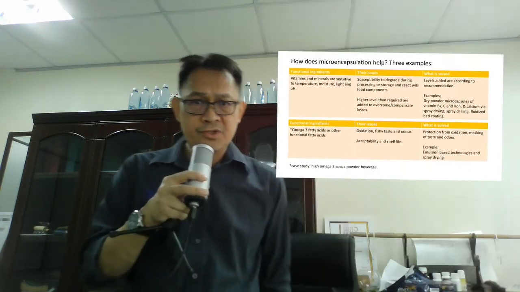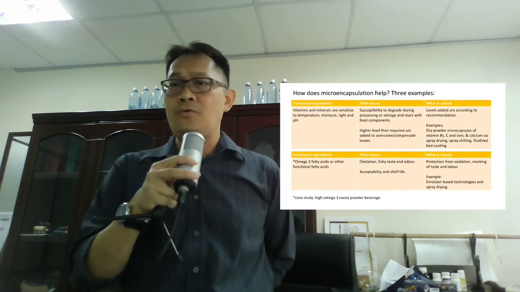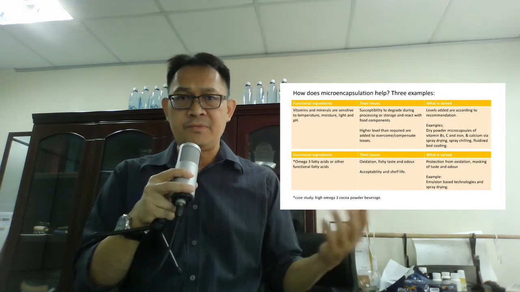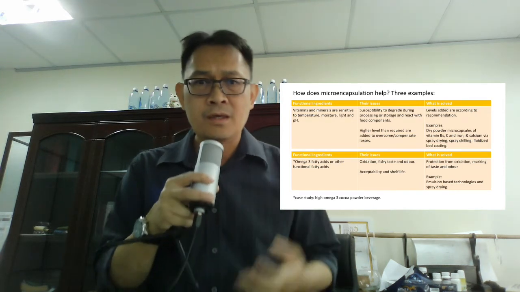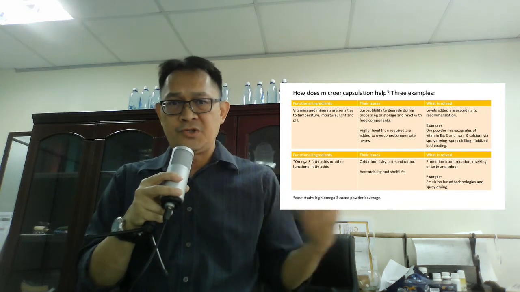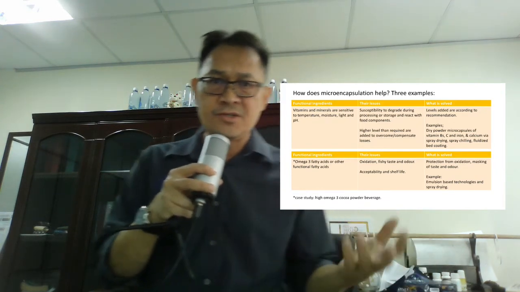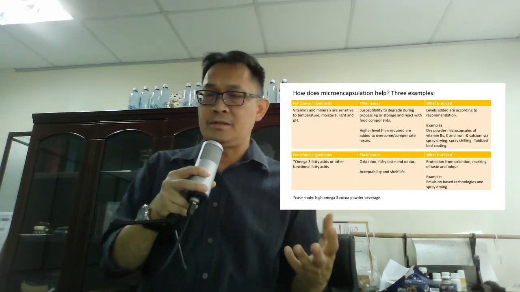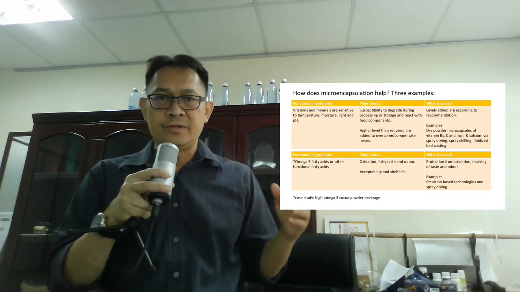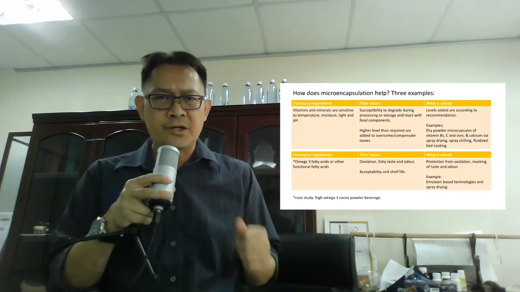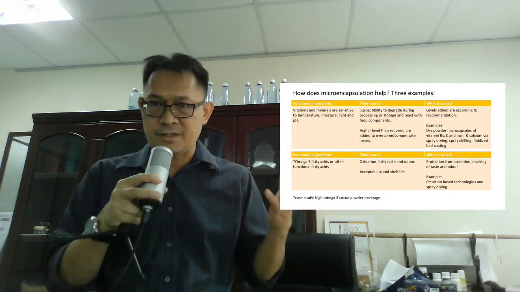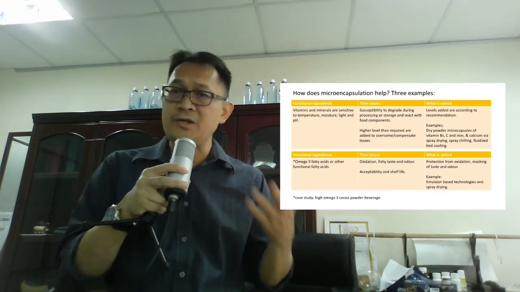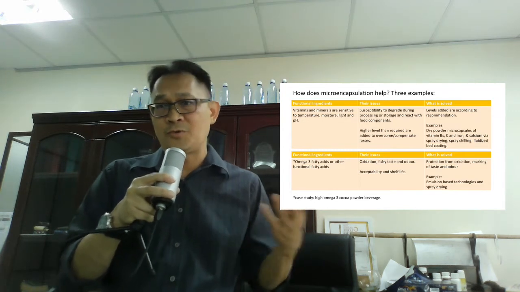Finally, I'm just going to share this table on how microencapsulation helps in our case. Number 1, vitamins and minerals, because they are sensitive to temperature, light and moisture. The issue is susceptibility to degradation during processing and storage, and reaction with food components. This causes manufacturers to add more. They have no choice, they have to put in higher levels to compensate for losses. By using microencapsulation, the solution was there. The levels added are now according to the recommendation. You don't have to add so much anymore.